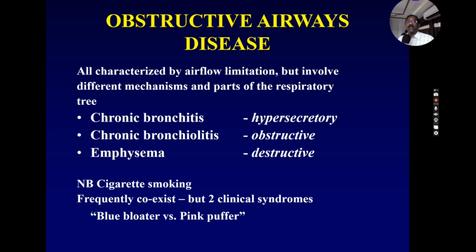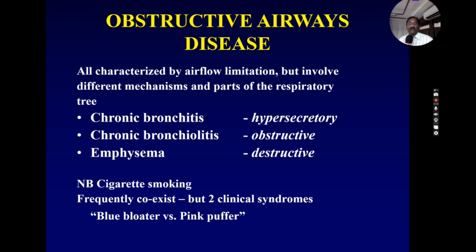See, as you all know, OAD means airflow limitation. It involves different mechanisms and parts of the respiratory tree. In chronic bronchitis, it is because of hypersecretion. In chronic bronchiolitis, it is because of the obstructive nature of airflow limitation. And in emphysema, there is destruction of the alveoli, which leads to airflow limitation. The most important pathophysiology and risk factor of all these is obviously cigarette smoking.